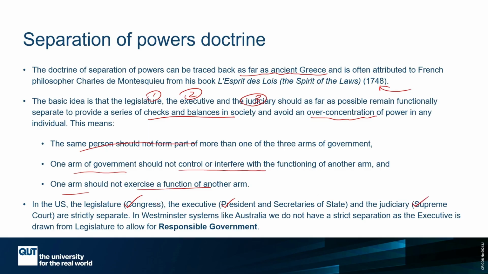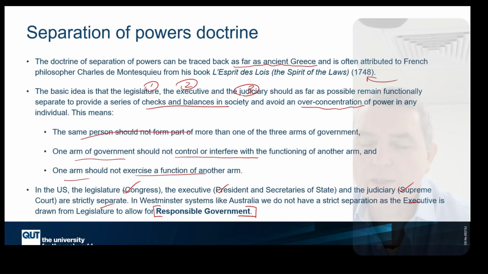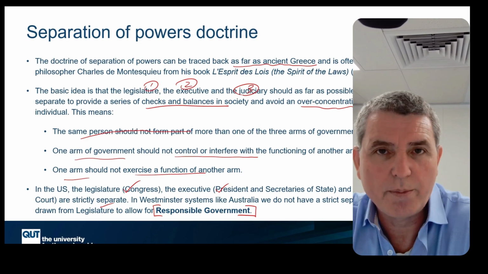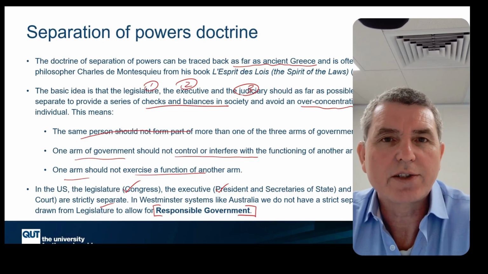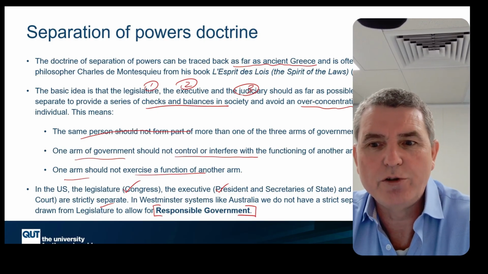That's not the case in Westminster systems like Australia, where the executive are drawn from the legislature, and that allows for this principle of responsible government and accountability of the leaders of our executive. Both of those systems have drawbacks, and I think you can see a key confusion about the issue.